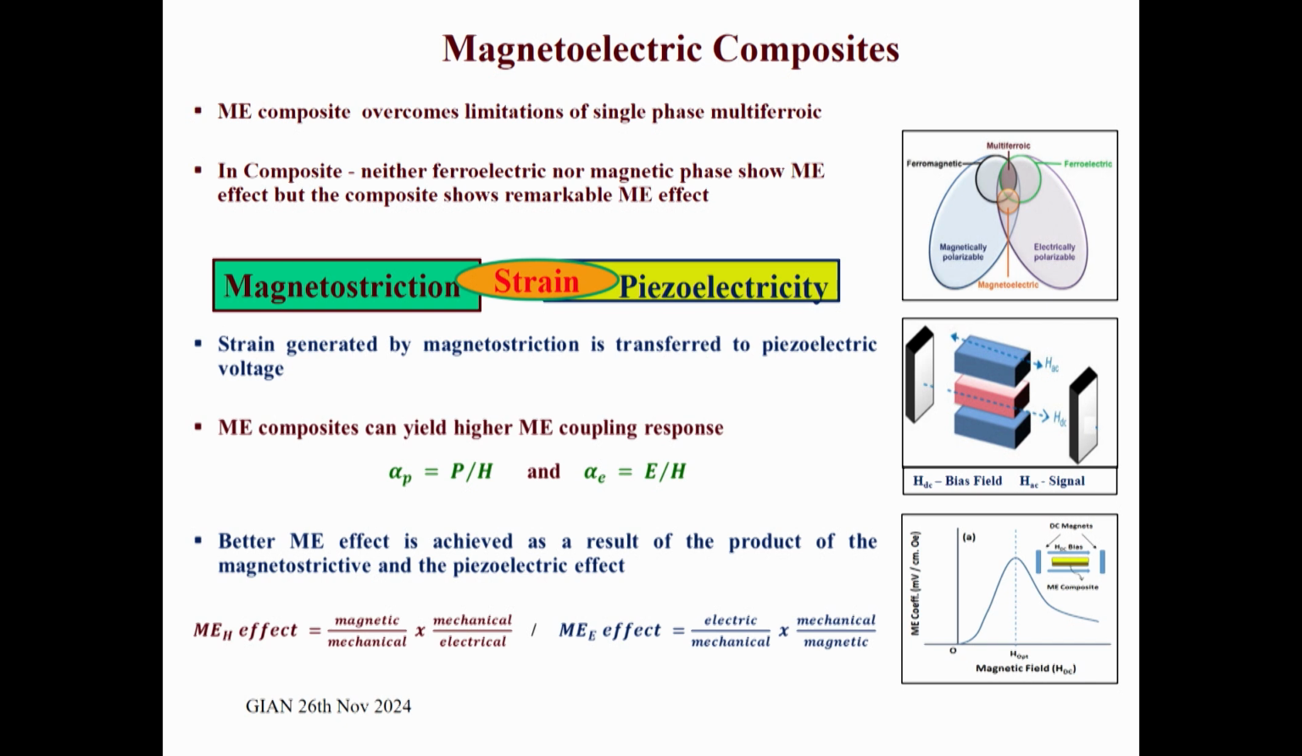Now, here what is used is the magnetostriction property of the magnetic material and the piezoelectric property of the piezoelectric material. The ferroelectric materials are piezoelectric. Now you are well familiar with ferroelectricity. Ferroelectricity is what? If you go on applying an external electric field, there is electric polarization.